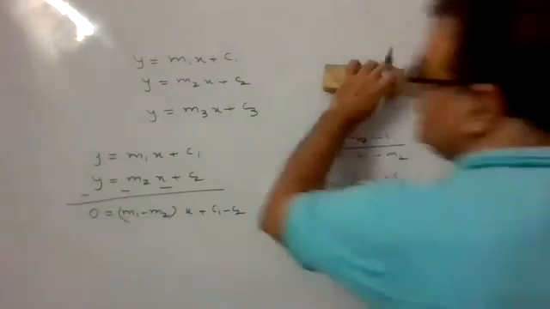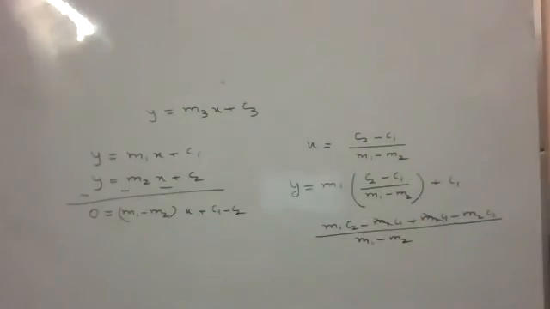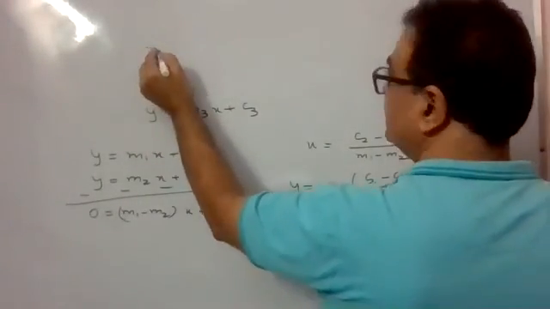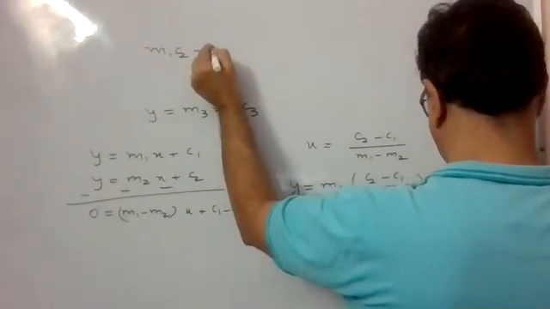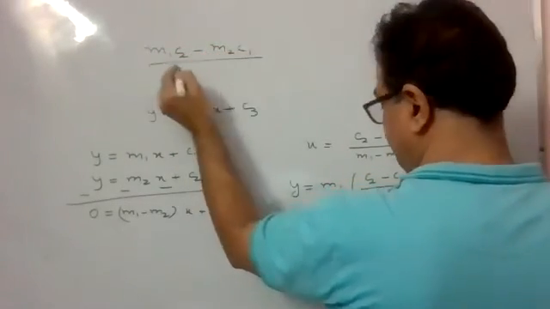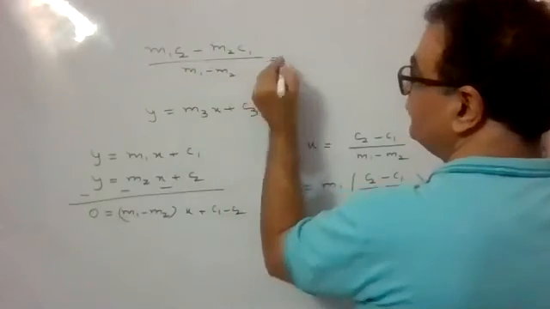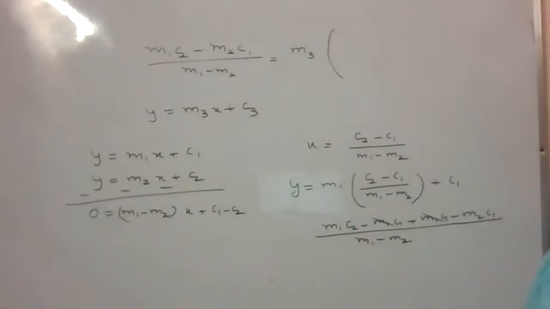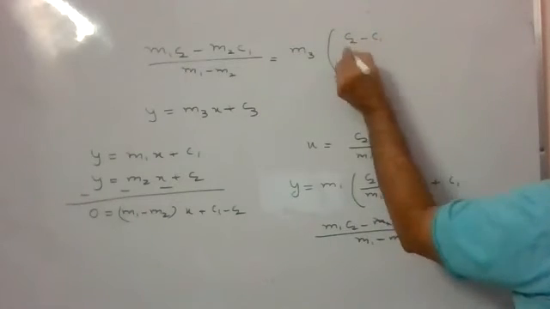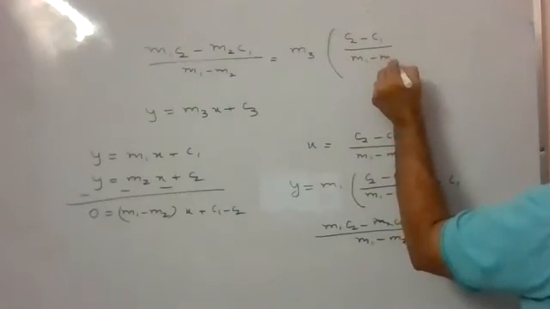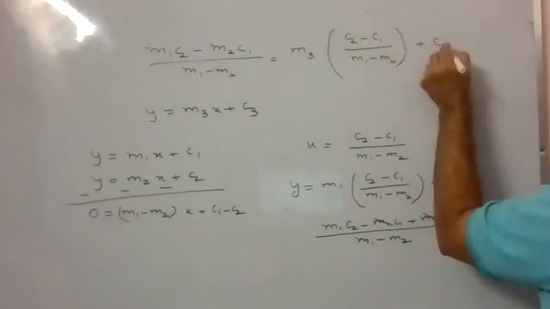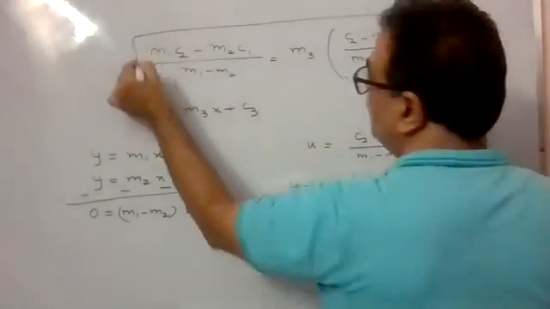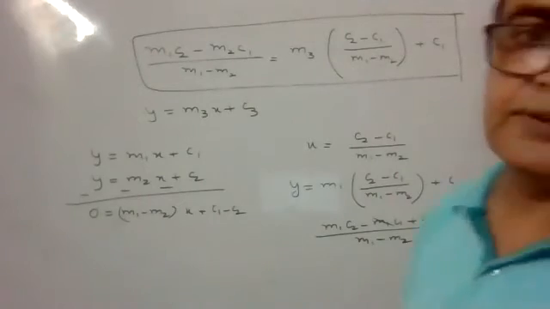And now I will place this in the third equation. थर्ड इक्वेशन में अगर सेटिस्फाई करेंगे तो ये तो रिजल्ट आएगा m1 c2 minus m2 c1 by m1 minus m2 is y is equal to m3 into x is what? c2 minus c1 by m1 minus m2 and then plus of c1. This is called condition for concurrent lines.